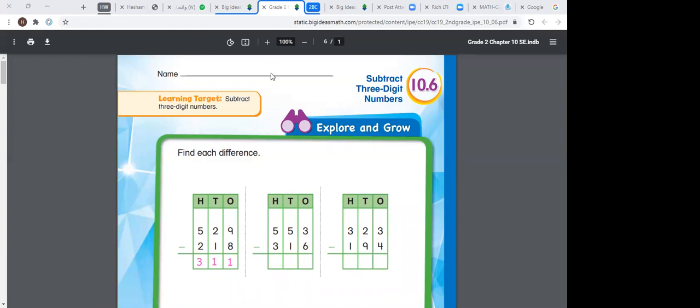So 3 will go to 5 and borrow 1. 3 will go to 5 and say, 5, please borrow me. Now 5 becomes 4 and 3 becomes 13. Let's write here 4 and write here 13. Now 13 minus 6 equals what number?